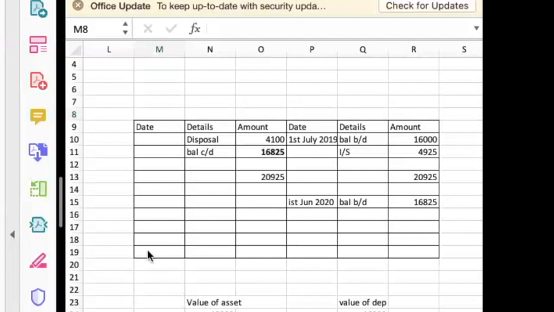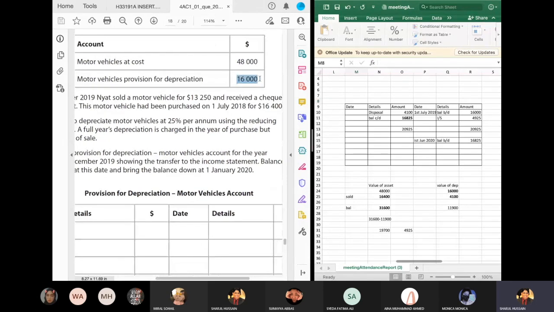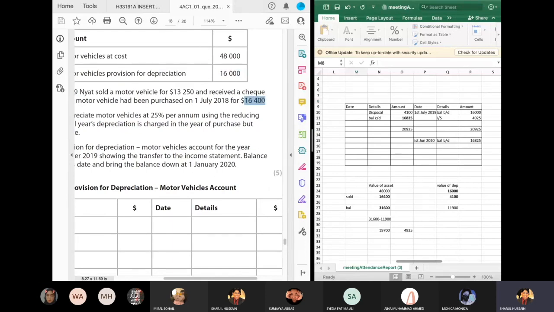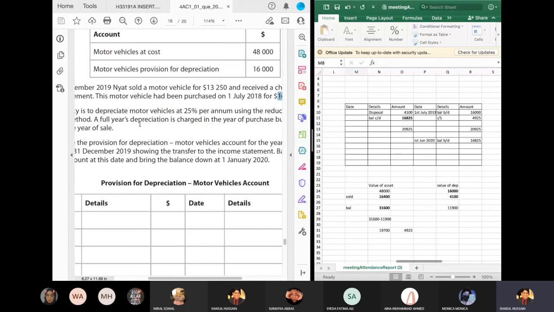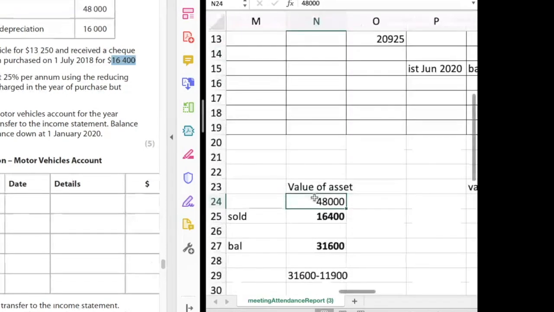So this is how we have to do this account, which was the provision for depreciation. This account will be exactly the same. One more time, I'll try to tell you, whenever we have this kind of question, you need to see the value of the assets, the value of the depreciation, the value of the asset sold, and the depreciation policy. So these four things you have to do. First things first, we find the value of the assets, which was 48,000. Now we deduct the value of the asset that has been sold, which we are told was 16,400.